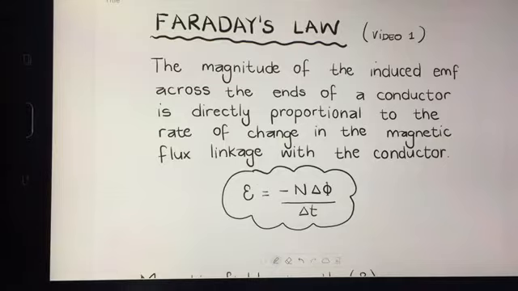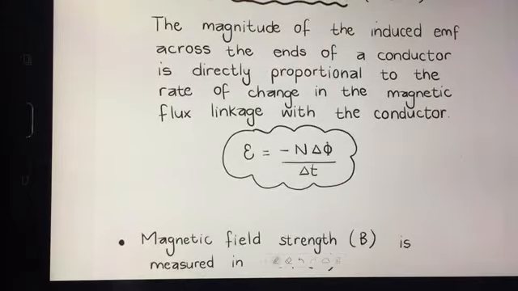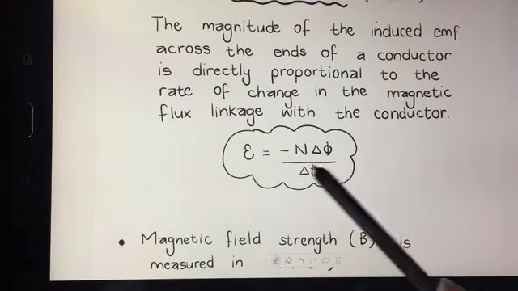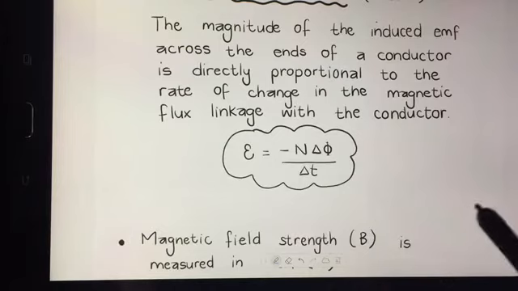The magnitude of the induced EMF or voltage across the ends of a conductor is directly proportional to the rate of change in the magnetic flux linkage with the conductor. So Faraday's law is all about determining the magnitude of the voltage that is induced in the solenoid. This is what the formula looks like, but I don't want to look at the whole formula now. We'll do that in the next video.